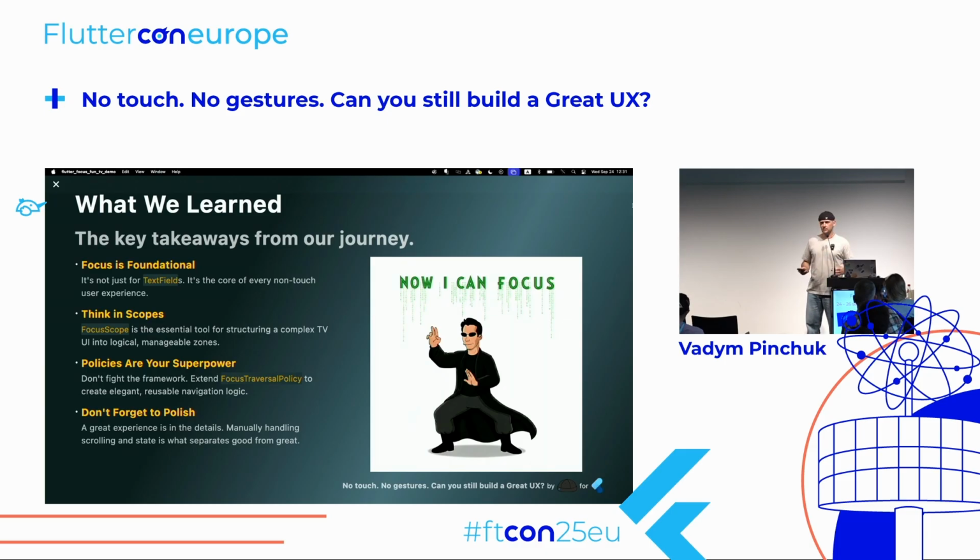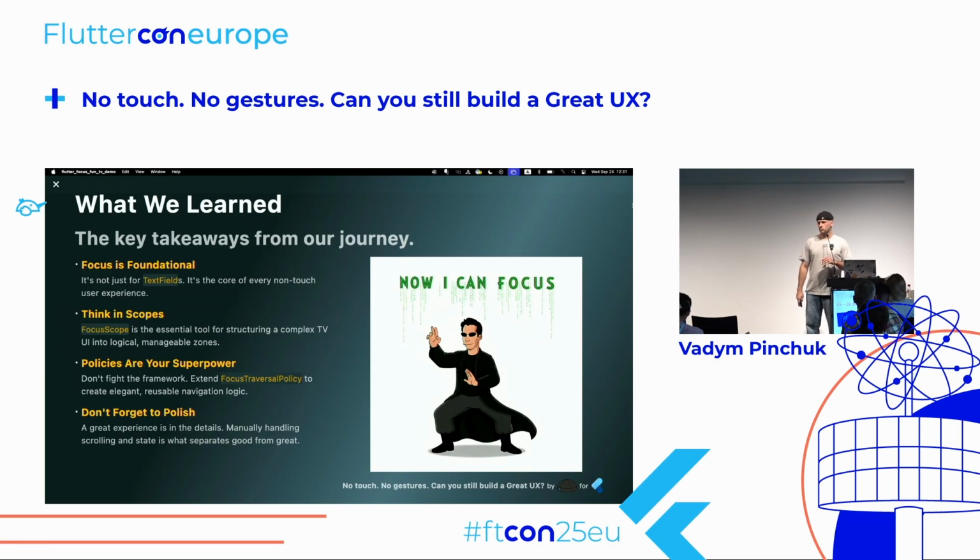Try to think in scopes. Every application, in the end, has different zones. Like, it's always menu, it's always content, it's always top bar. They can have different navigation and traverse policies, traverse approaches, and it will make your life easier because you don't need to think about all the things on the screen.